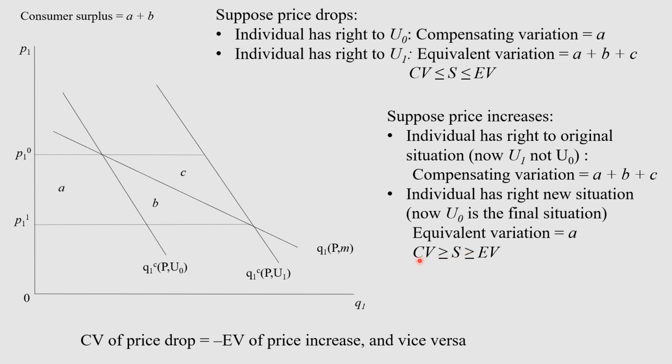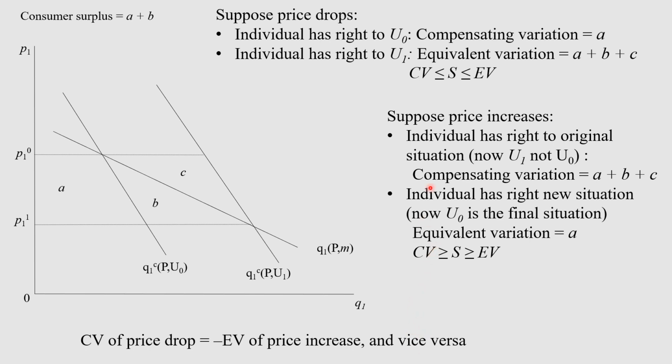So in this case, the compensating variation is greater than or equal to the consumer surplus, which is greater than or equal to the equivalent variation. Again, the consumer surplus remains unchanged. Notice the importance here that the compensating variation of a price drop is equal to the negative of the equivalent variation of a price increase. And if you looked at it from the opposite point of view, you'd find that the compensating variation of a price increase would equal the negative of the equivalent variation of a price decrease.